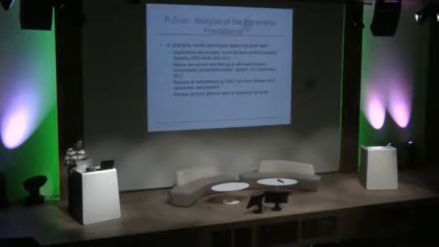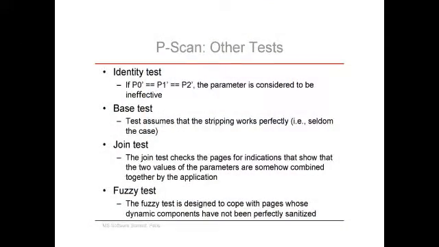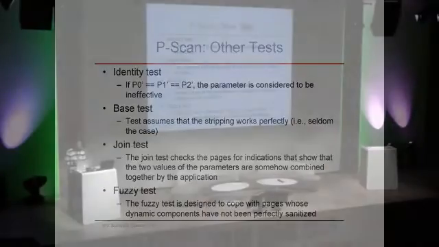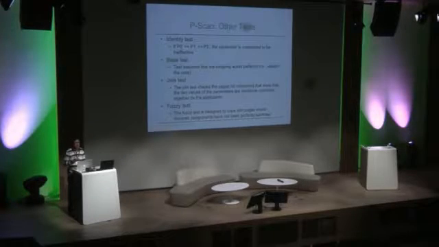And then we perform different tests to determine similarity. So we get rid of all the dynamic content, and then we have several tests. For example, we have tests like the identity test. If all the pages are equal, that means the parameter is considered to be ineffective, so the parameter has no effect on the application. We have a thing called the base test that assumes that the stripping works perfectly, which is actually seldom the case.